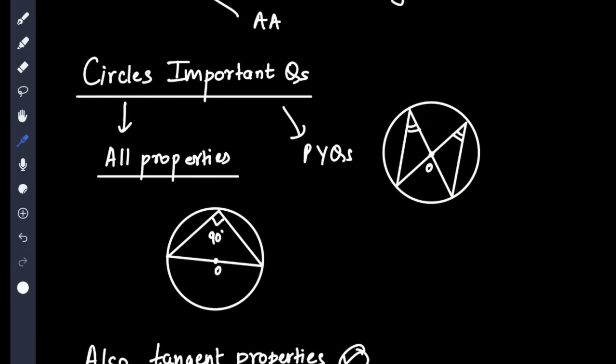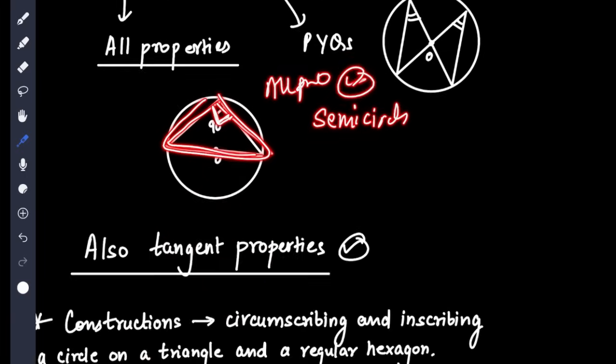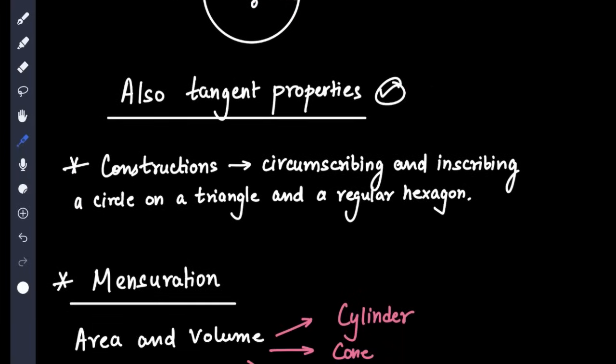And if there is an angle, for example, this is a triangle given. So in a semicircle, the angle will be 90 degree. All the properties of circles, right? Then the tangent properties again. You can revise it from your book.